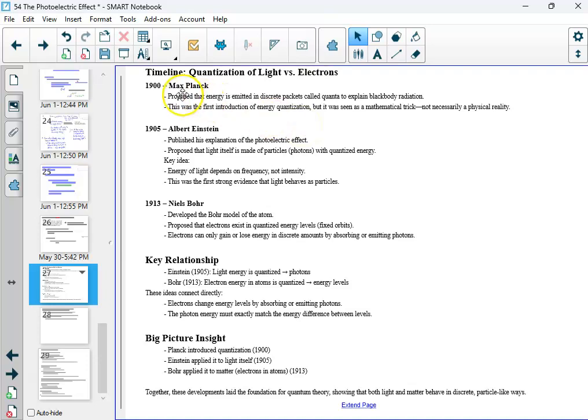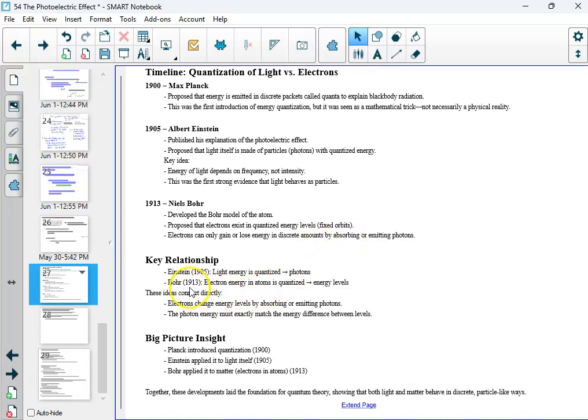So, a timeline of things here, just for interest's sake. Max Planck, in the 1900s or so, proposed that energy is emitted in discrete packets, but didn't know why, right? Albert Einstein kicked it up a notch in 1905 with the photoelectric effect, saying it's particles. Niels Bohr, after that, looking at the atom, proposed the idea of fixed energy shells. Electrons can only gain or lose specific amounts in atoms.